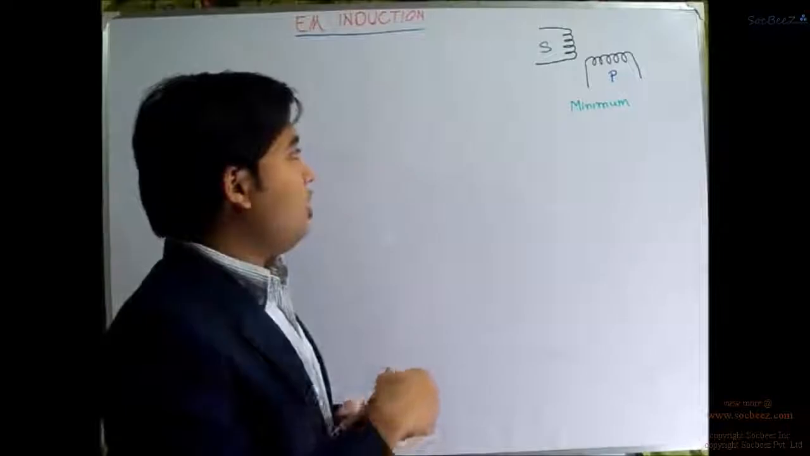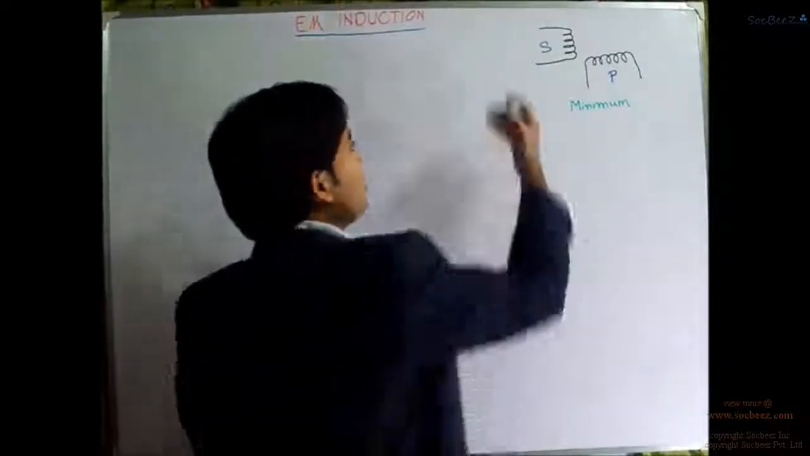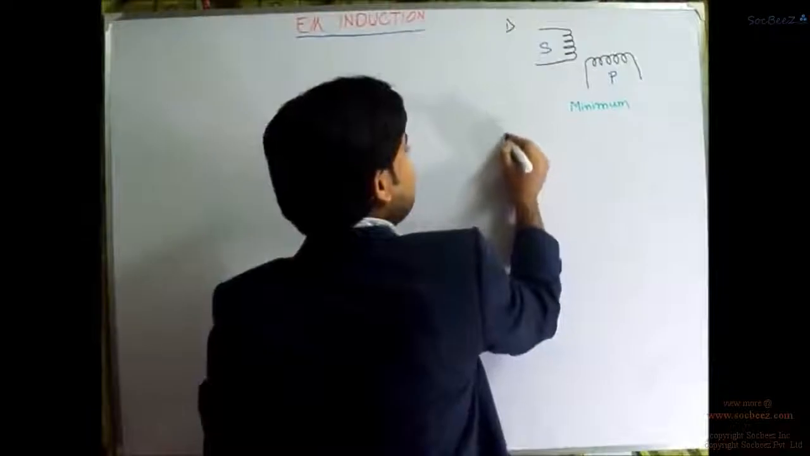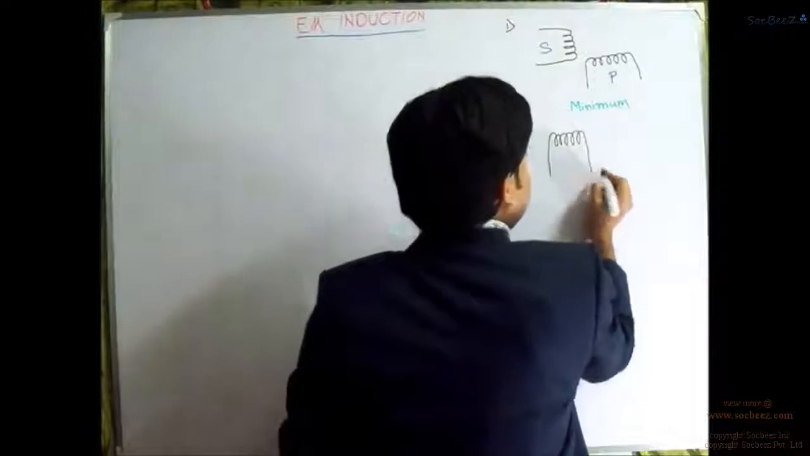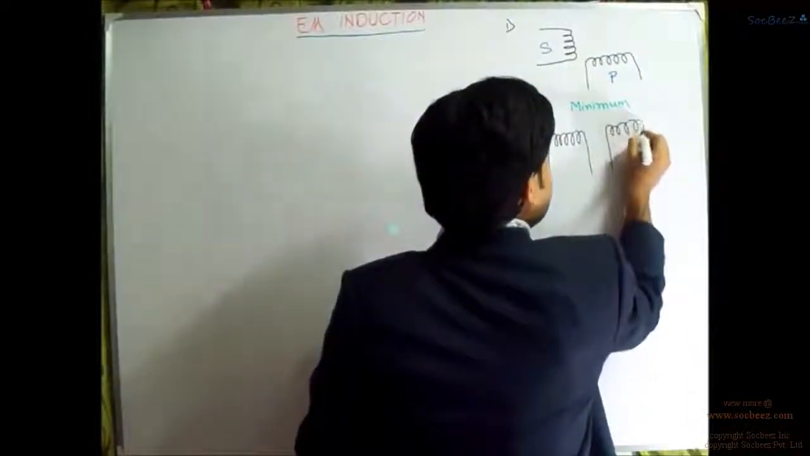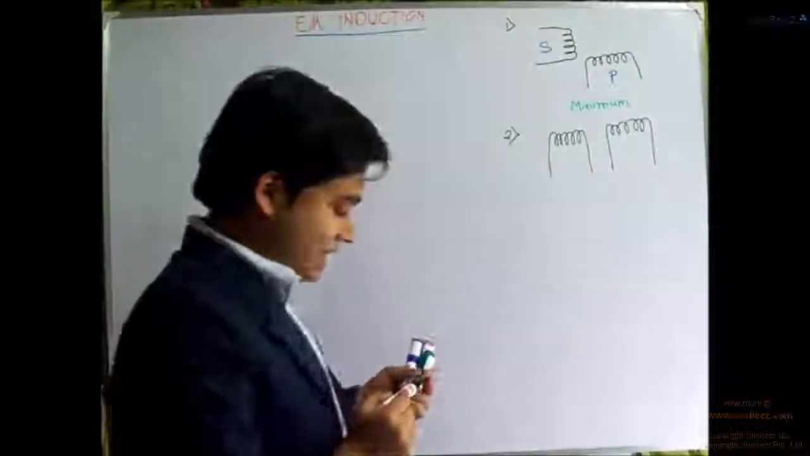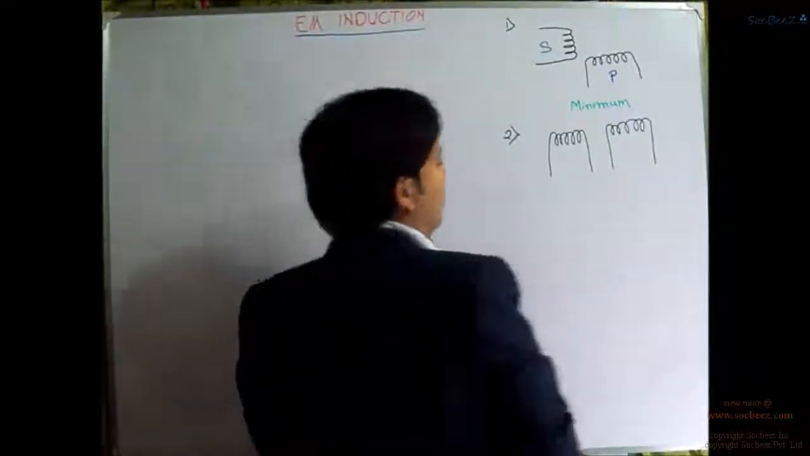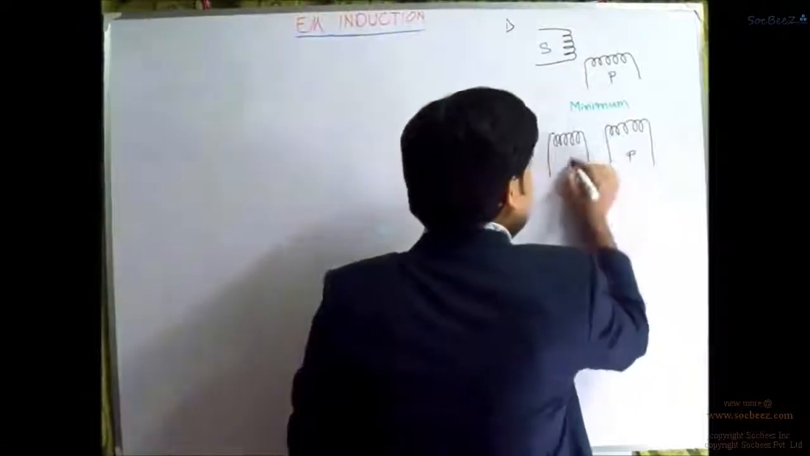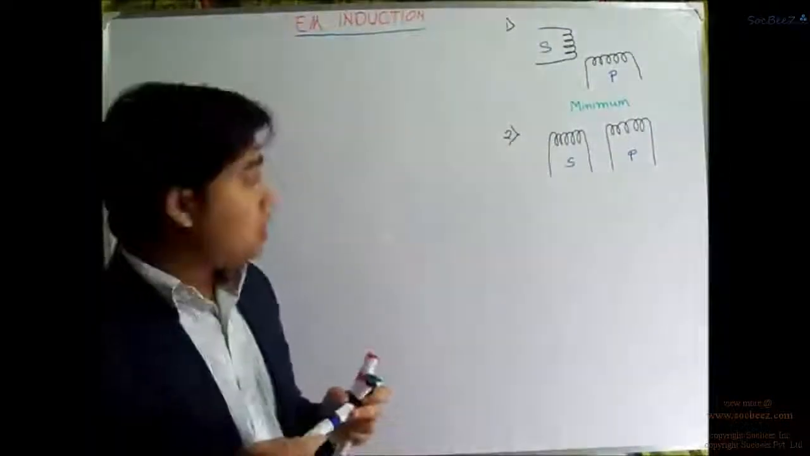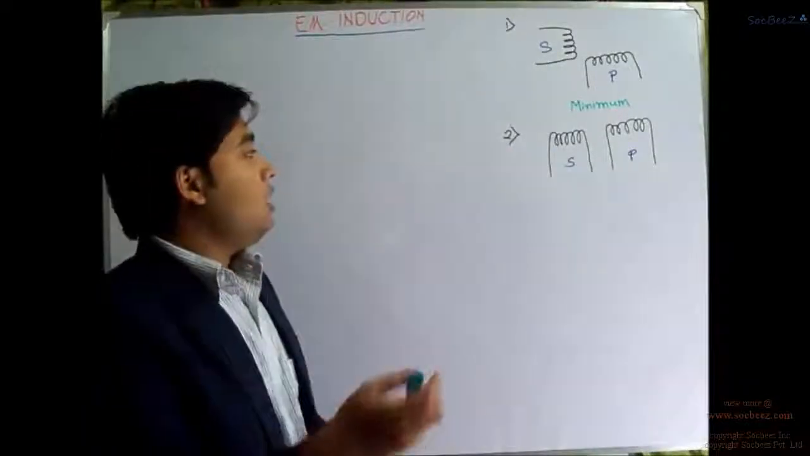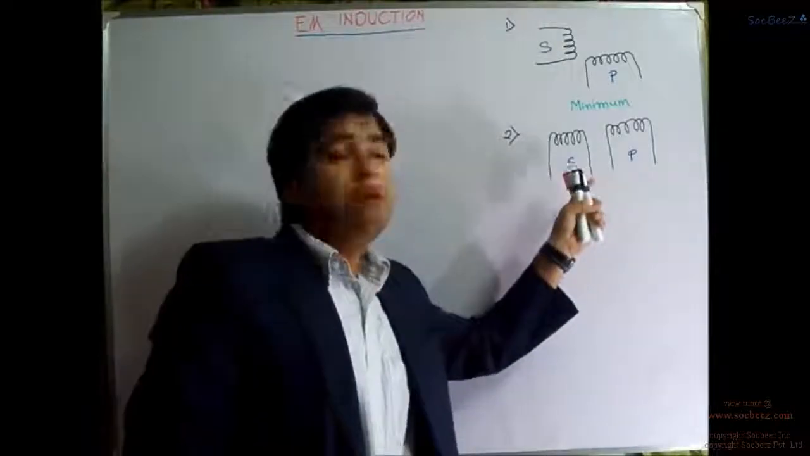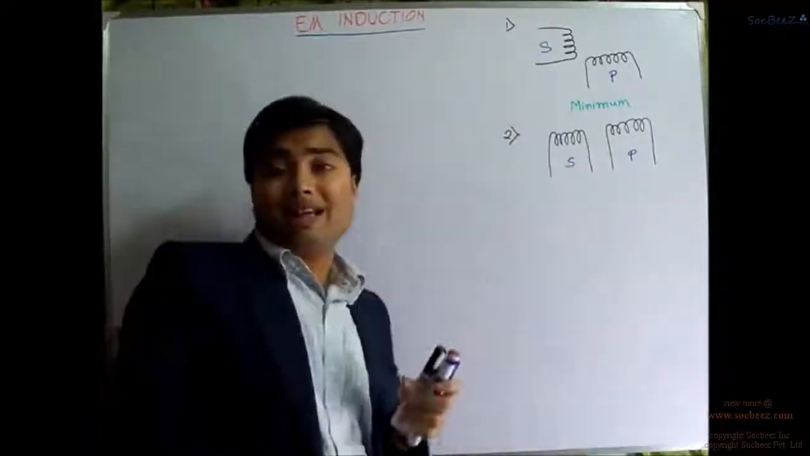This is the first scenario. The second scenario is that if we take two coils such that the primary coil and the secondary coil are parallel to each other, in that circumstance, whatever mutual inductance occurs on the secondary coil will be intermediate.